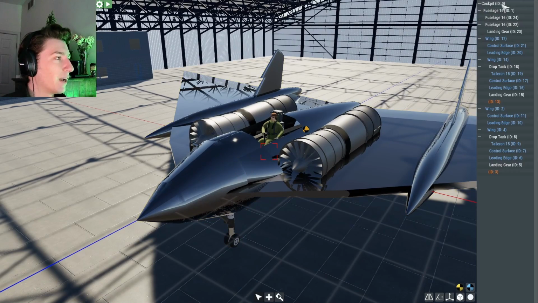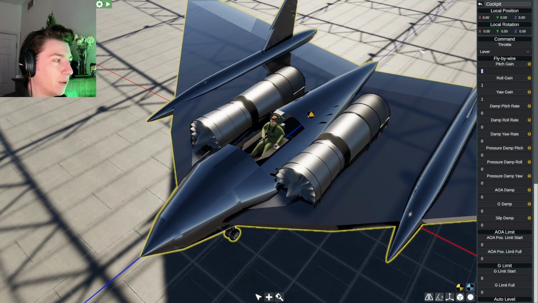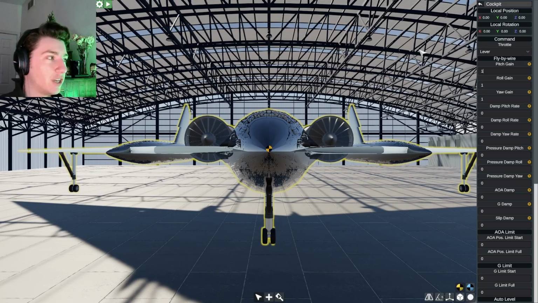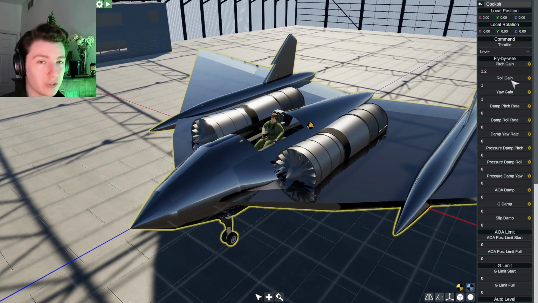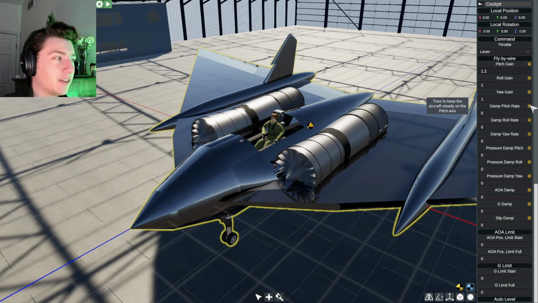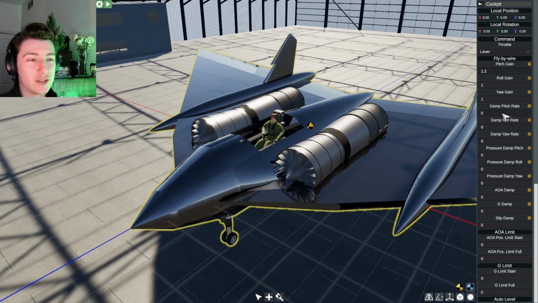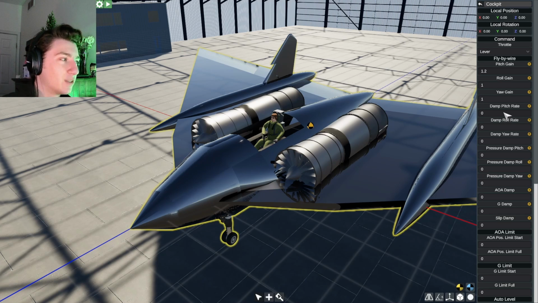So, let's go back to the cockpit. All right, we want a little more pitch authority or pitch gain because, you know, we want this thing to actually use its pitch control surfaces. So I'm going to move that up to 1.2. The roll gain and yaw gain are fine as they are for our damp pitch rate. So this is how much the fly-by-wire is going to try to keep us steady on the pitch axis. If you were paying attention to our flight, you'll notice we pitch down or up or whatever very quickly and at very low speeds. So we're going to need to give the AI quite a bit of authority on that.